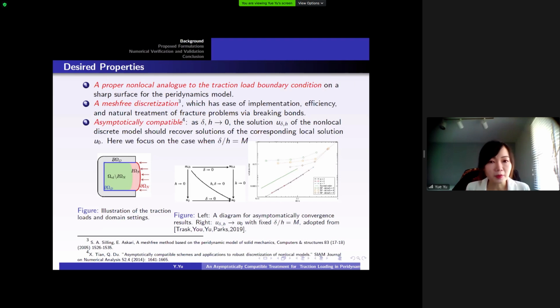The third property we want to preserve is the asymptotic compatibility. That was originally introduced by Xiaochuan Tian and discussed by her yesterday. In asymptotic compatibility, what we want to keep is a constant ratio between the horizon size and the discretization size, which we call h here, and we hope that when they go to zero simultaneously, we converge to the right local limit. I think this is the so-called delta convergence that was also discussed by Patrick yesterday. So okay.